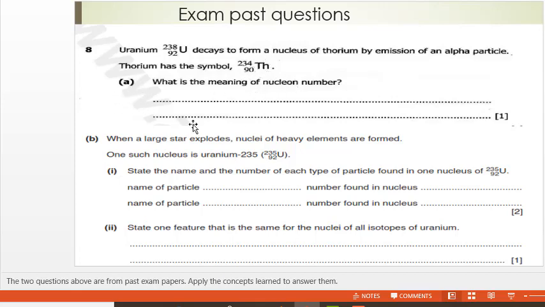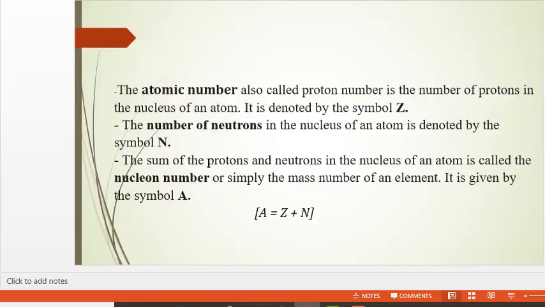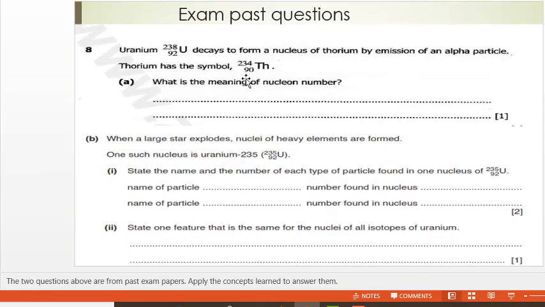Now, the question I'm interested in here first is this one. What is the meaning of nucleon number? And you get yourself 1 mark. It is very important for you to realize that nucleon number is something that we covered earlier. We said the sum of protons and neutrons in the nucleus of an atom is called the nucleon number. So by simply stating that nucleon number is the sum of protons and neutrons in the nucleus of an atom, you score yourself this 1 mark in an exam. As simple as that.